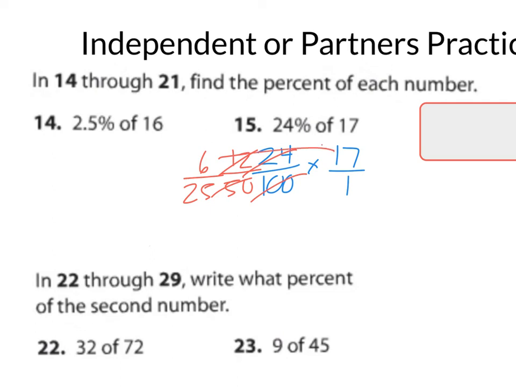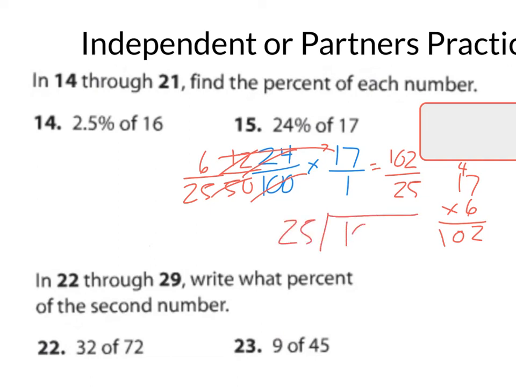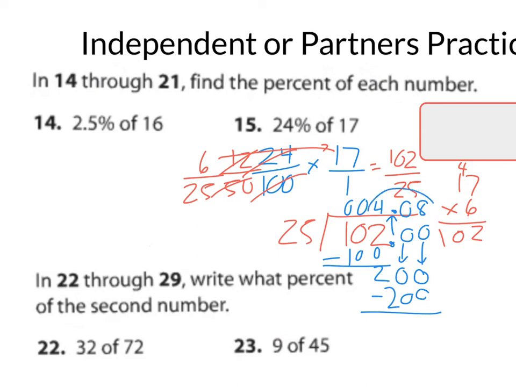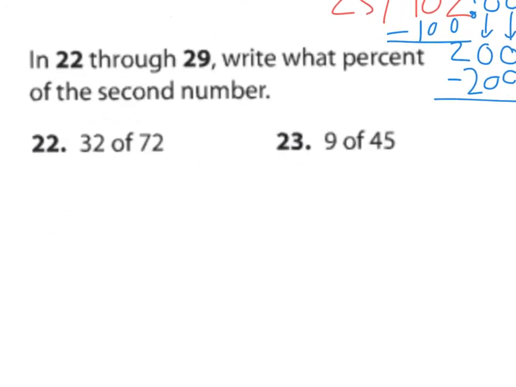So I'm going to multiply across. 6 times 17, which is 102. 25 times 1 is 25. 102 25ths. Dividing. It goes in 4 times. I'm going to need to add a decimal, bring down a 0. Doesn't go into that. Make another 0. How many quarters are in $2? 8. And that's my answer. 4.08 is 24% of 17. Next, showing you the answers to 22 and 23 after you have your work in 3, 2, 1.